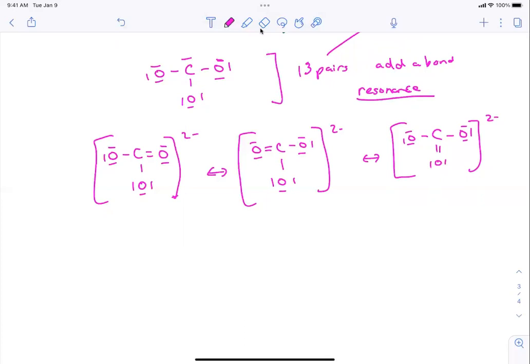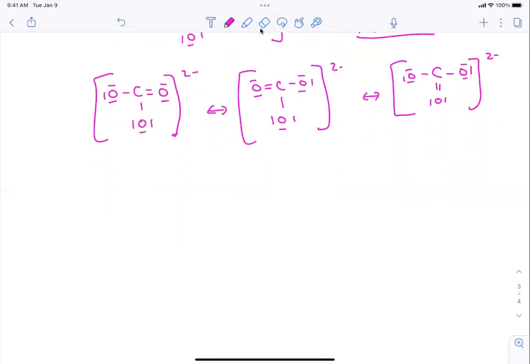Now, is there an actual double bond in this structure? Like, is there an actual double bond here? No, because it's distributing all the way around. So what you're really looking at is 4 bonds in 3 locations. So the bond itself is effectively like 1.33 of a bond.